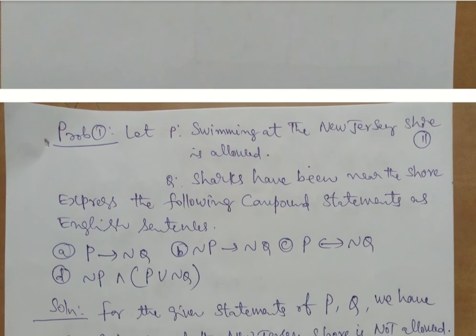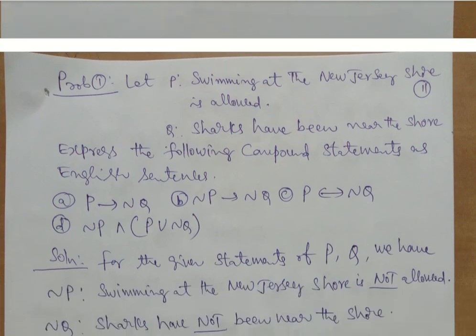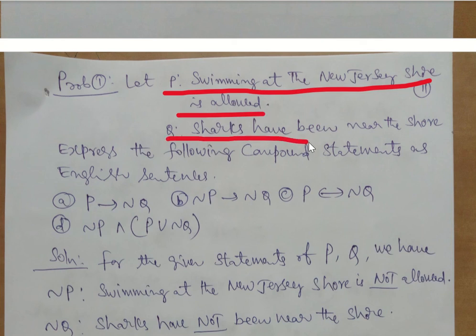So now with this basic introduction, let us take some of the problems. I will take you through some of the basic problems. You can understand the remaining problems easily. Okay. So first, let P be: swimming at the New Jersey shore is allowed. A statement has been given for P. What is the Q statement? Sharks have been near the shore. Don't worry about what sentences they give. Just go with the mathematical expressions.